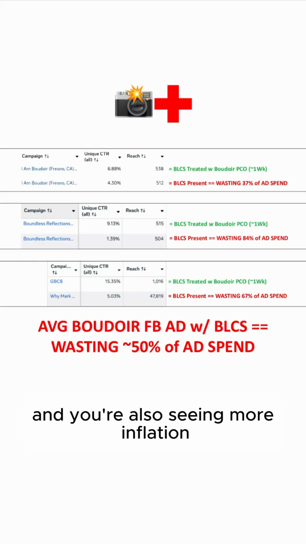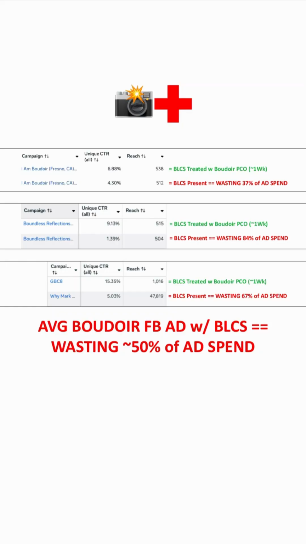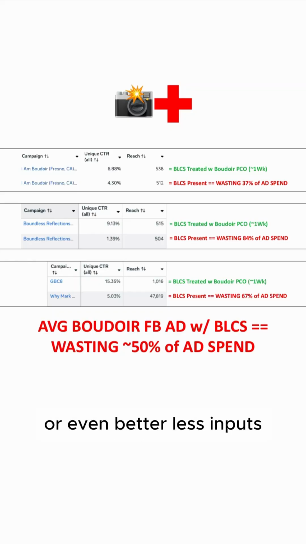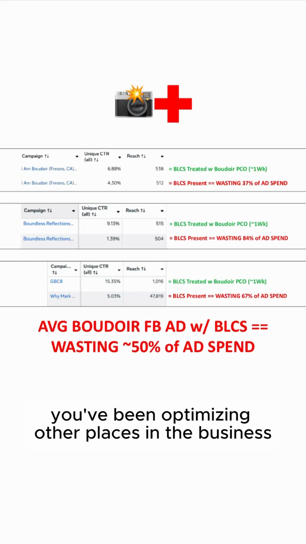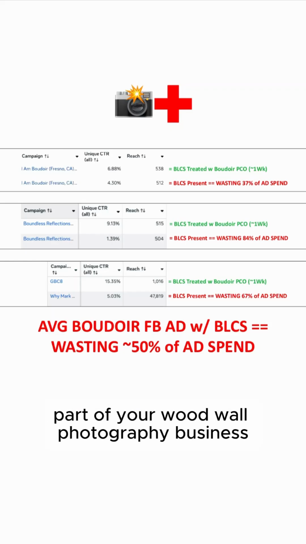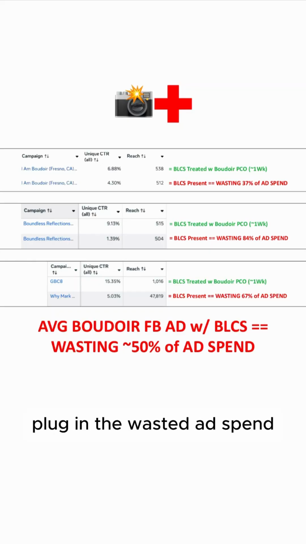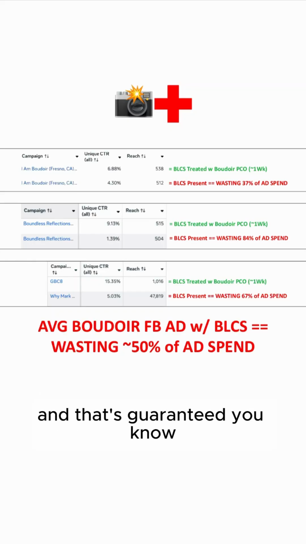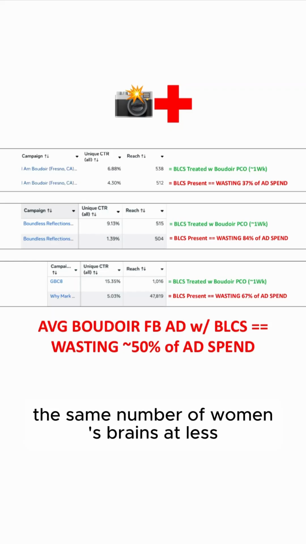And you're also seeing more inflation. Cost of life keeps going up, and as that keeps going up, you've already been taking action to optimize other parts of your business, pull out more profit for the same inputs, or even better, less inputs, more profits, the best. And so you've been optimizing other places in the business, and now you decide you're ready to optimize the Facebook ad part of your boudoir photography business. Pull some more profits out of here. You're starting with, obviously, plugging the leaks, the wasted ad spend. I mean, that's the easiest thing, because when we eliminate that, we can bring our costs down, and that's guaranteed.